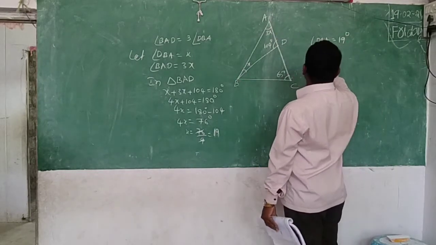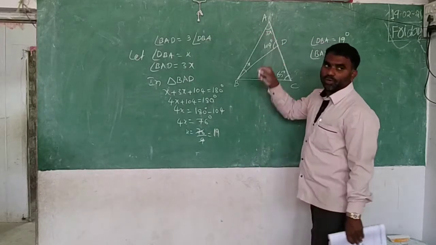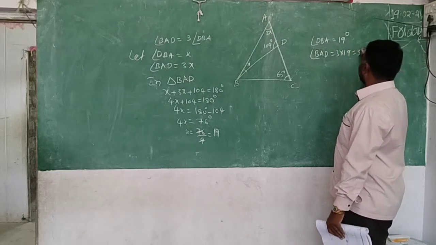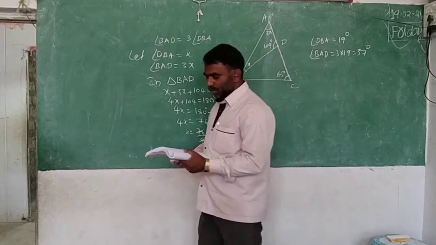One more is angle BAD. How do you find it? 3x, no? 3x means what? 3 into 19 is equal to 57 degrees. Two completed. And one more is left to find.